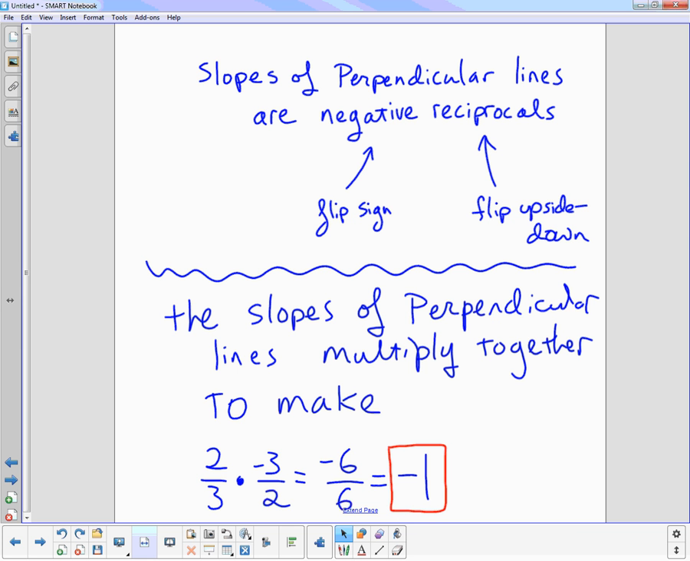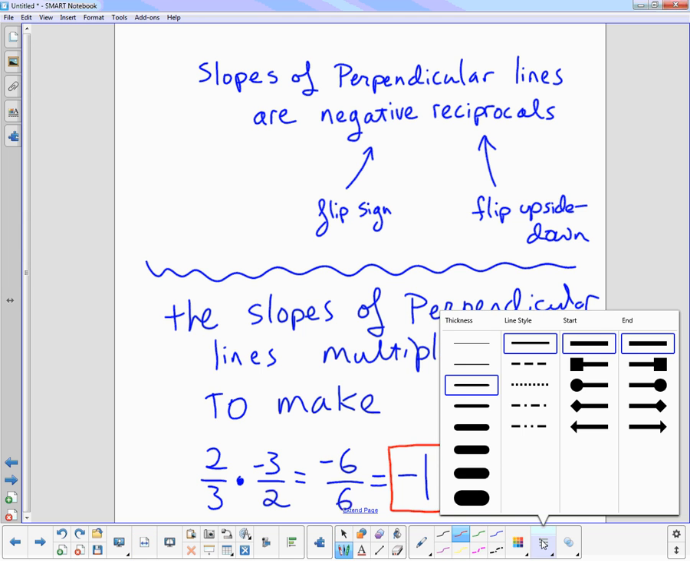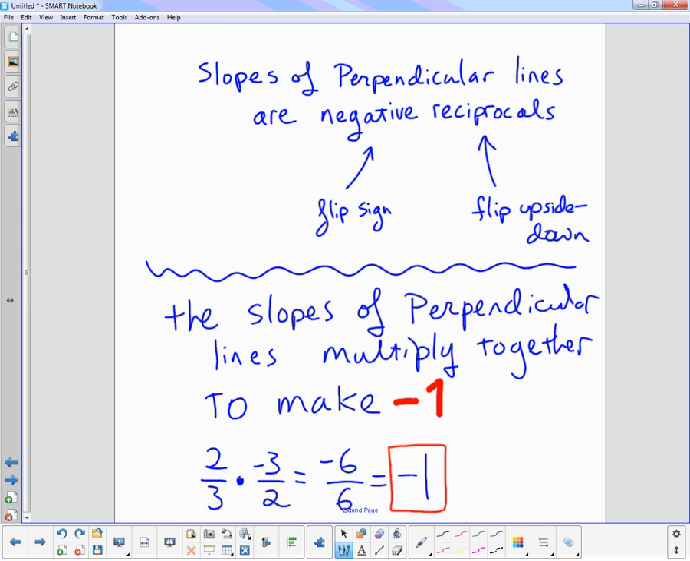The slopes of perpendicular lines multiply together to make negative 1. Can we say that together? The slopes of perpendicular lines, repeat after me, multiply together to make negative 1.